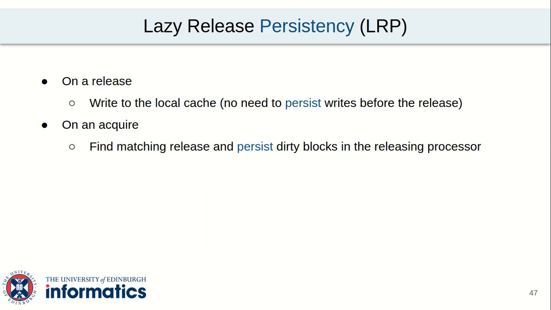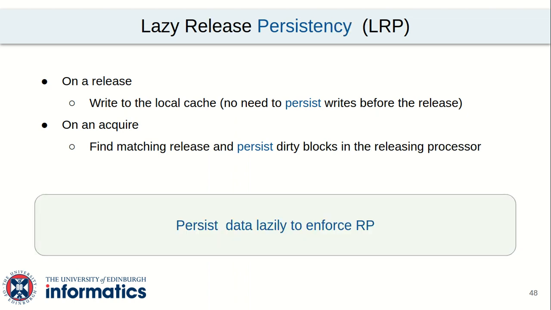We adapt this idea to our context. On a release, we simply write to the local cache, and there is no need to persist writes before the release at this point. On an acquire, the matching release is identified via the coherence protocol, and the dirty blocks in the releasing processor are persisted. Thus, data is persisted lazily, that is, in a buffered manner, while enforcing release persistency.